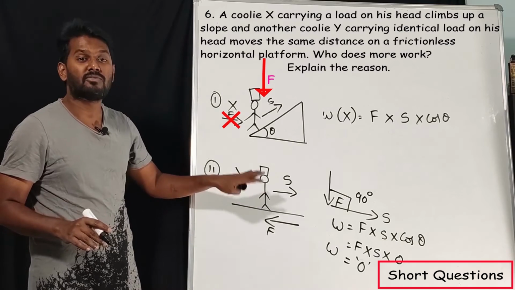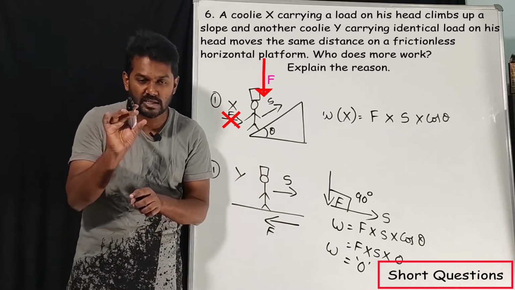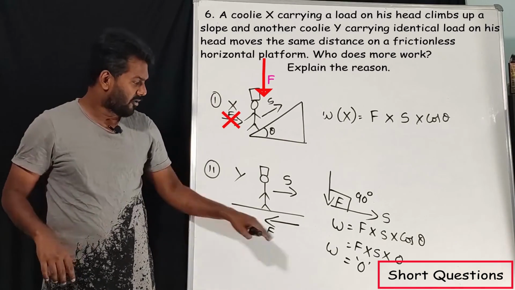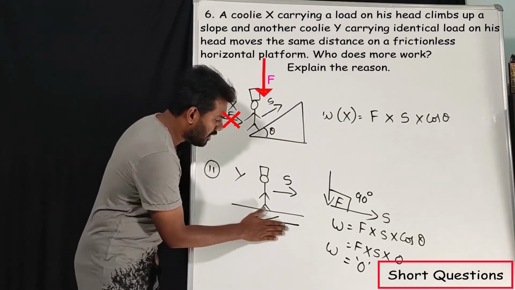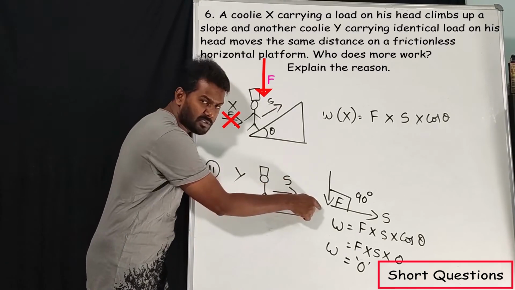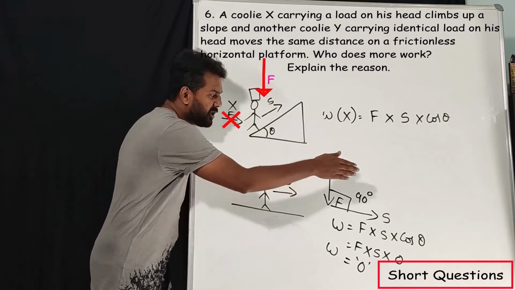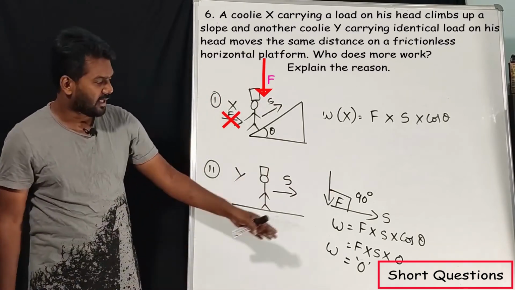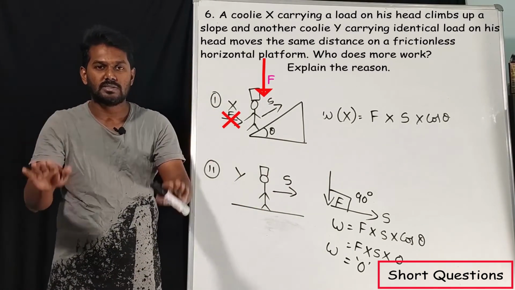If there is a friction... in this question he has clearly mentioned a frictionless platform. So friction will be 0. Correct, friction will be 0, and there is a force in downward direction and displacement towards the right direction. So the angle between them is 90. That is why work done is equal to 0.